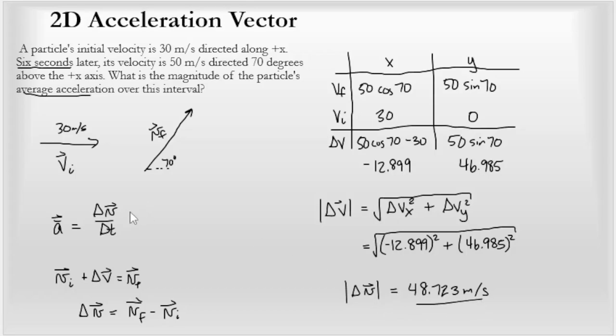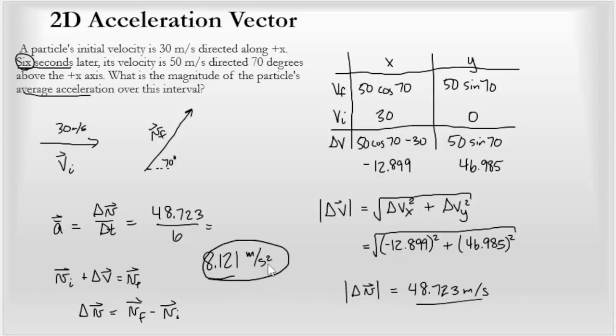I'm not done yet. They asked for average acceleration, so I'm going to take that number and plug it in over here, 48.723, divide by, remember words mean things, the 6 seconds. 6 seconds it happened over, and so the final answer here becomes 8.121, and units of acceleration is meters per second squared. So that's your answer on this problem.